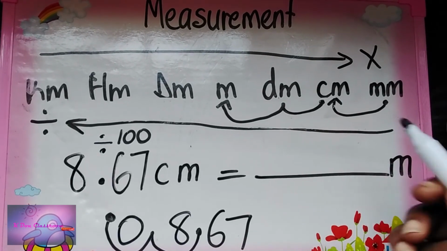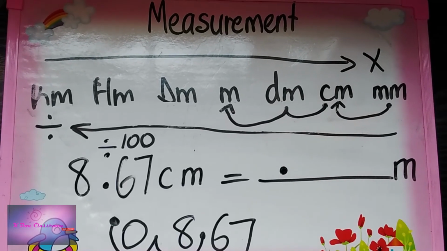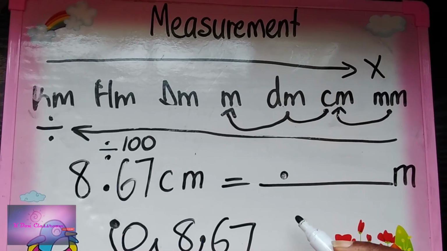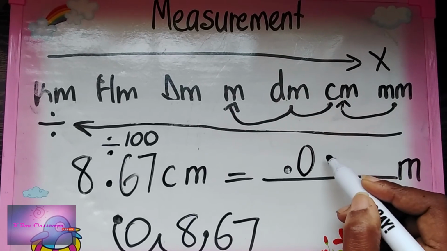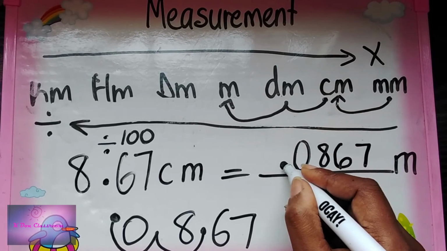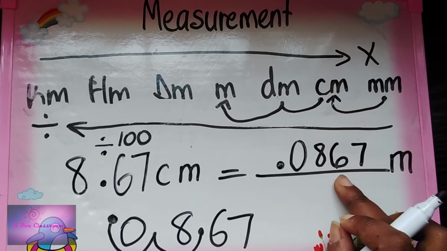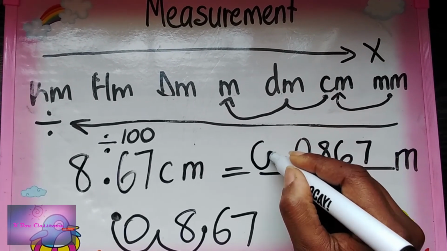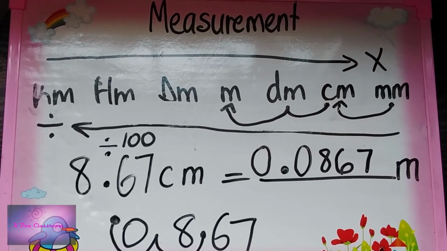So on my line here now, I'm going to put my decimal point. Then I'm going to write the 0 that I just had. And I'm going to write the 8, the 6, and the 7. So my answer now becomes 0.0867 meters. You can always go ahead and put a 0 here as a placeholder. It does not change the answer.